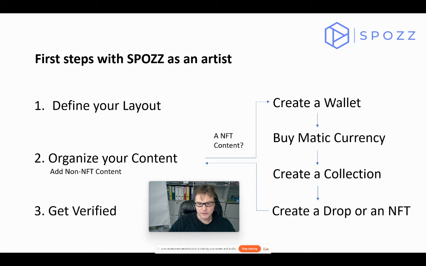If you want to know how to create the wallet, you can consult our site help.SPOZZ.club. This is our help repository where you can find answers to all kinds of questions related to blockchain, NFTs, and SPOZZ. I'm not going to explain that here. Also, you can find there information on how to buy Matic currency. You can do that on an exchange. You can do that directly with MetaMask with a credit card. Or maybe you have some friend who can send you some and give you a hand to start with this. Once you have that, you can create the collection.